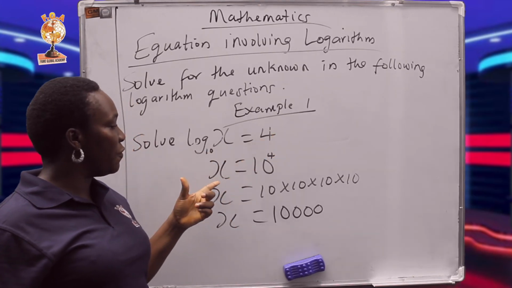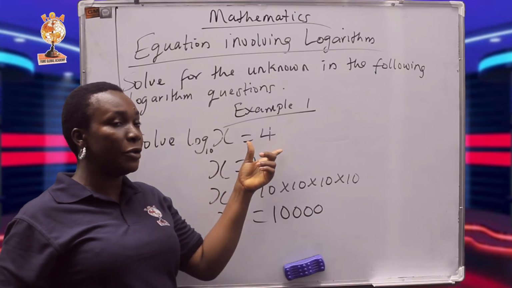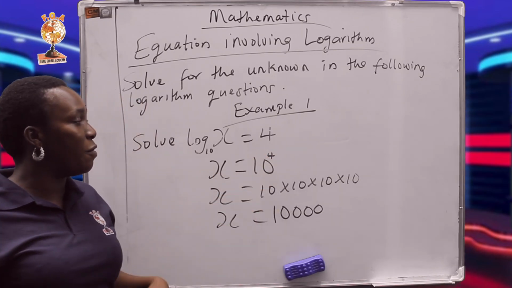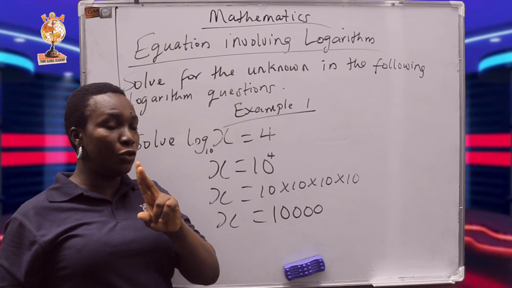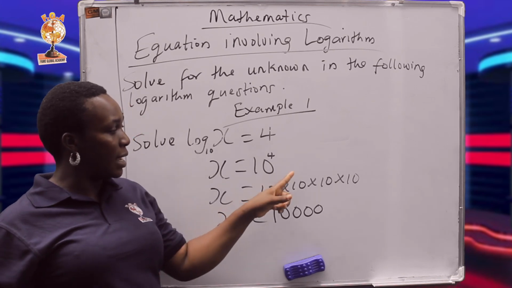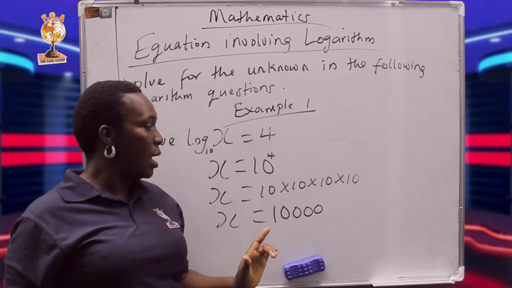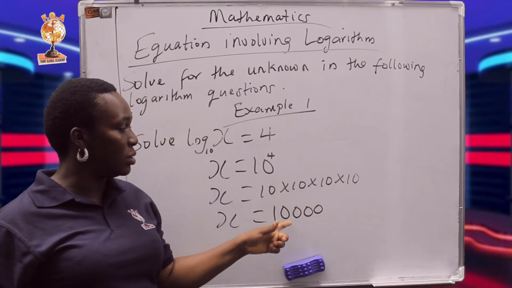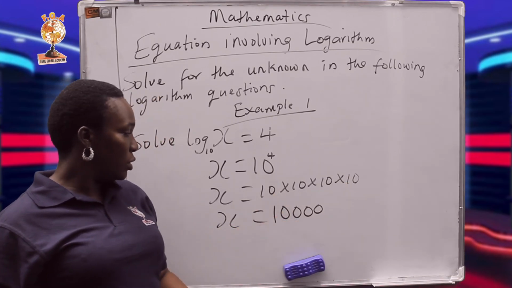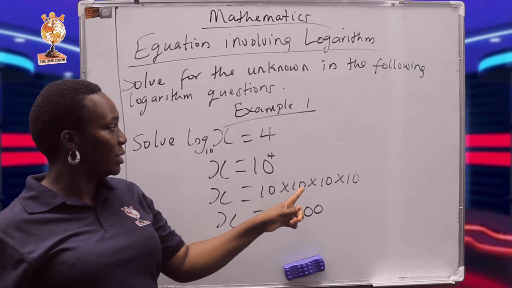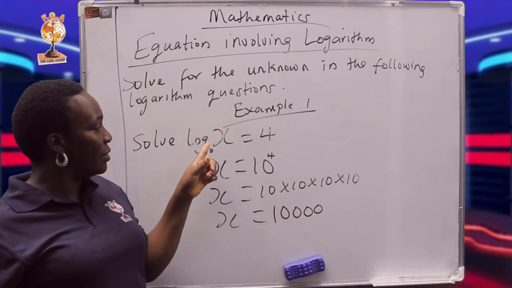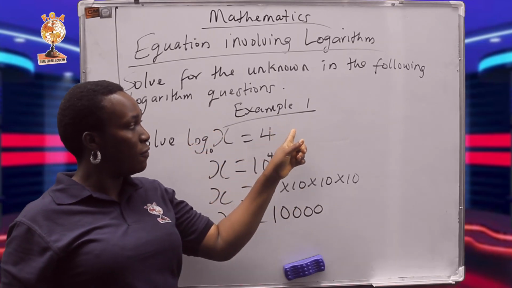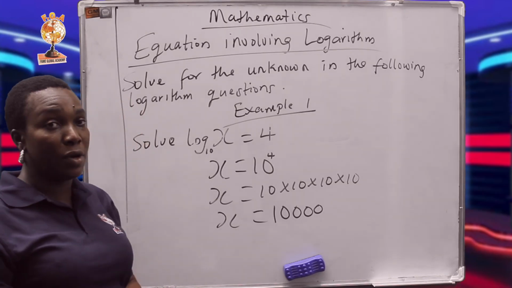4. So if we have x is equal to 10 raised to the power of 4, that means multiply 10 into 4 places, which is 10 times 10 times 10 times 10. And when you multiply it, you will have 10,000. So our x is equal to 10,000. So log 10,000 base 10 is equal to 4. All right, so that's that for example 1.